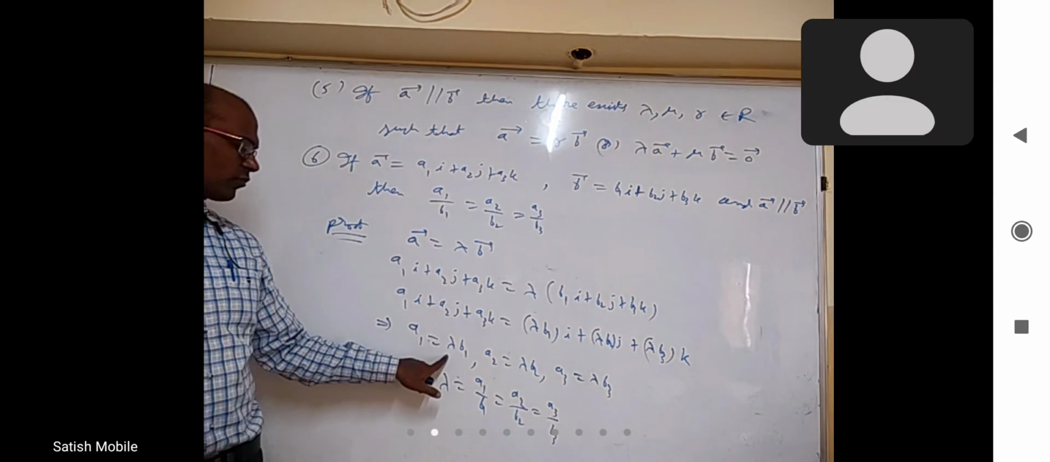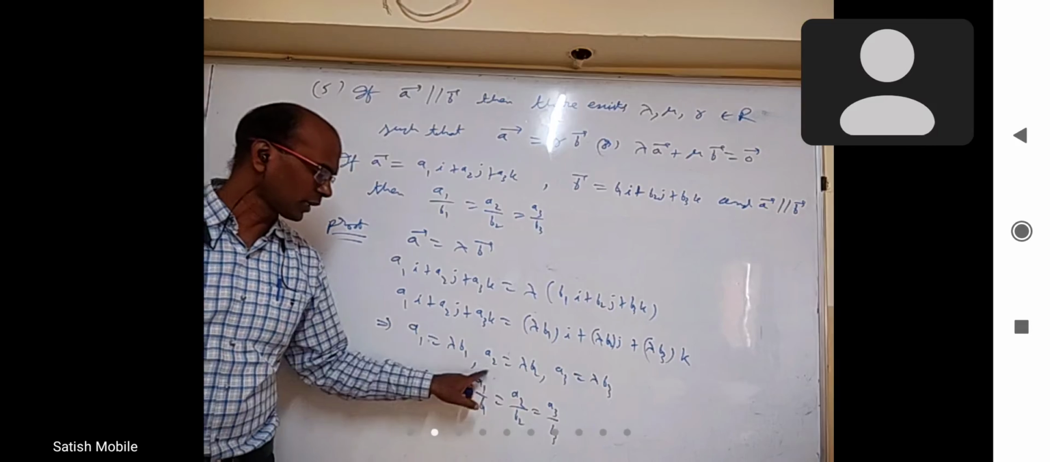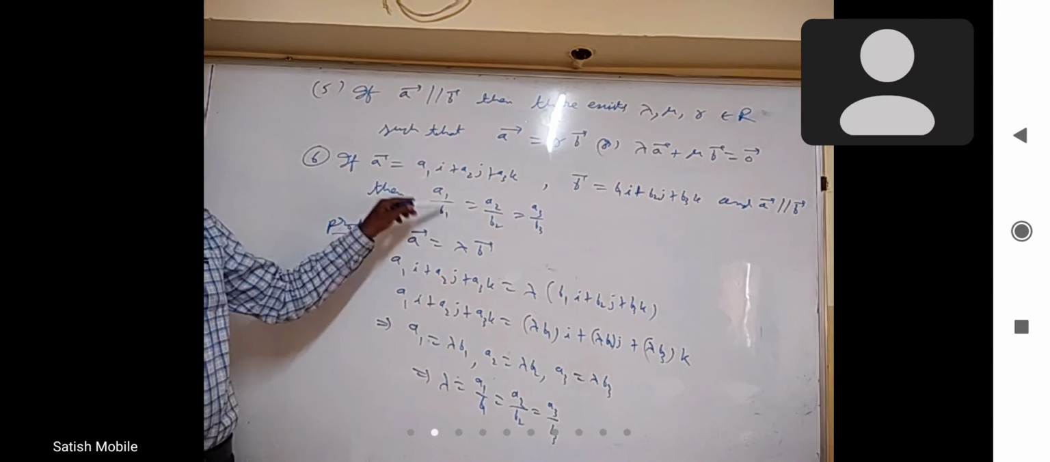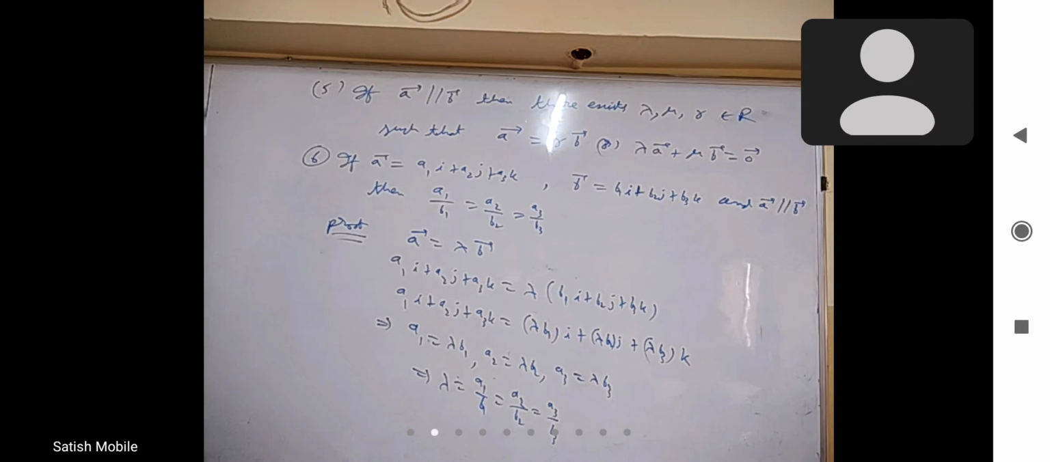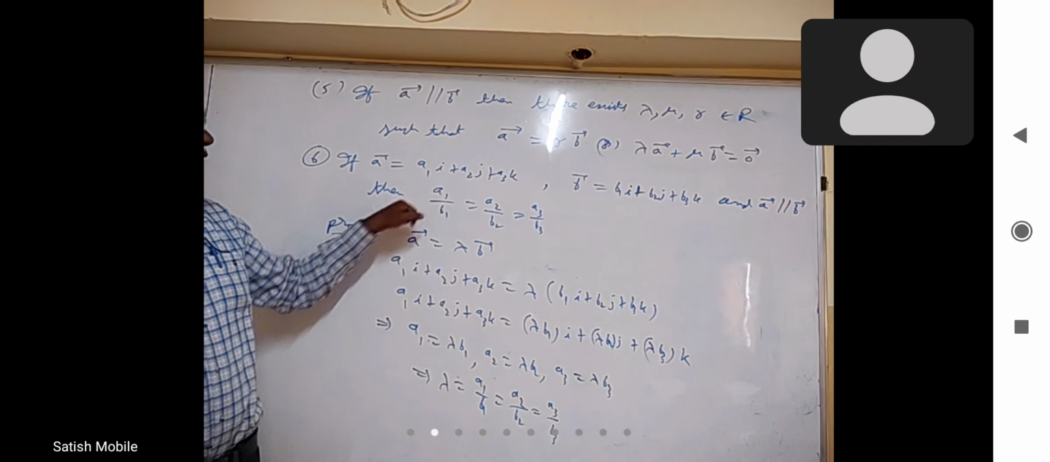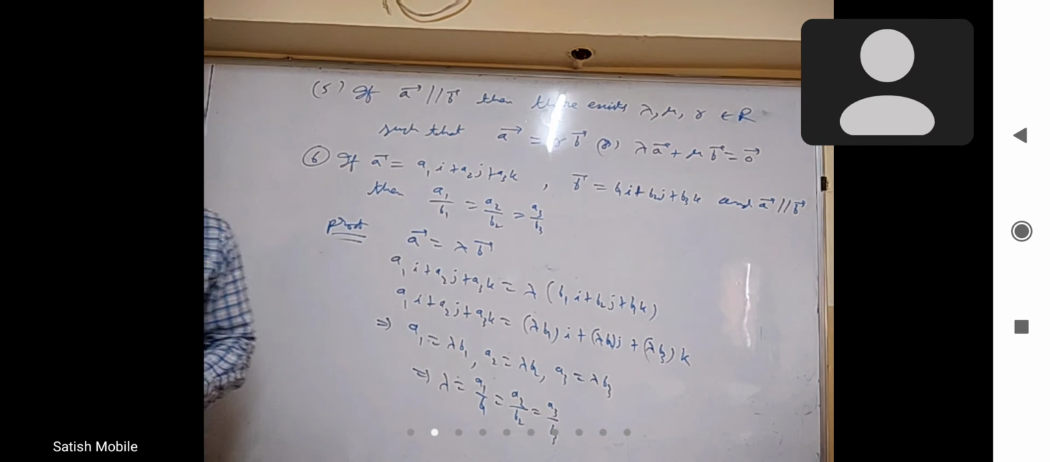What is lambda from the first equation? a1 by b1. Lambda from the second equation? a2 by b2. From the third equation? a3 by b3. So simply the ratios are equal. It is something like in 3D geometry. If one line has two sets of DRs, the DRs' ratios should be the same. Okay.